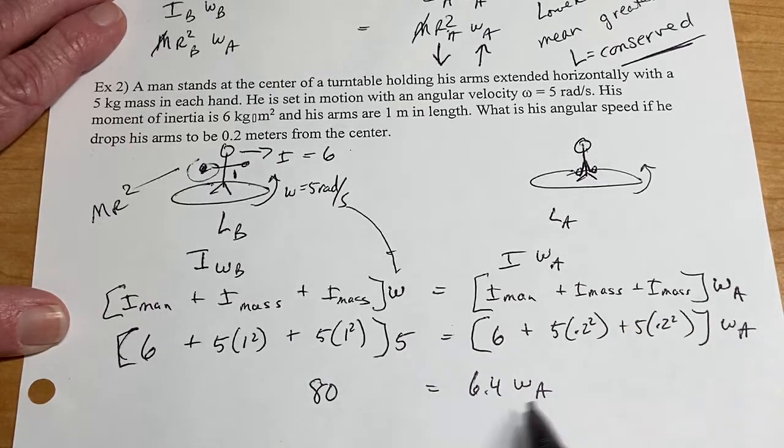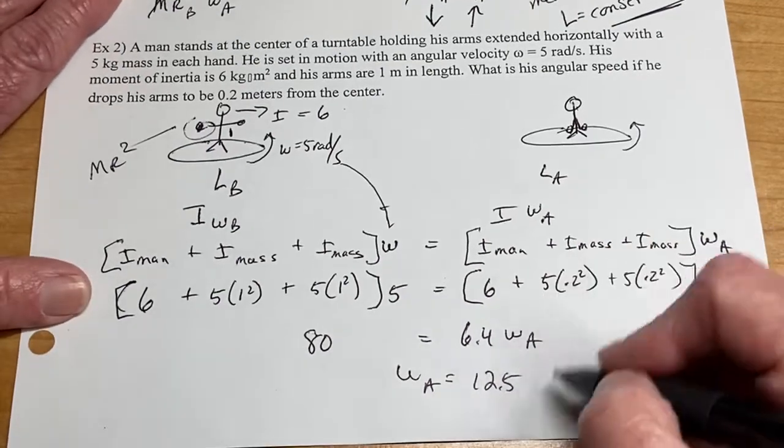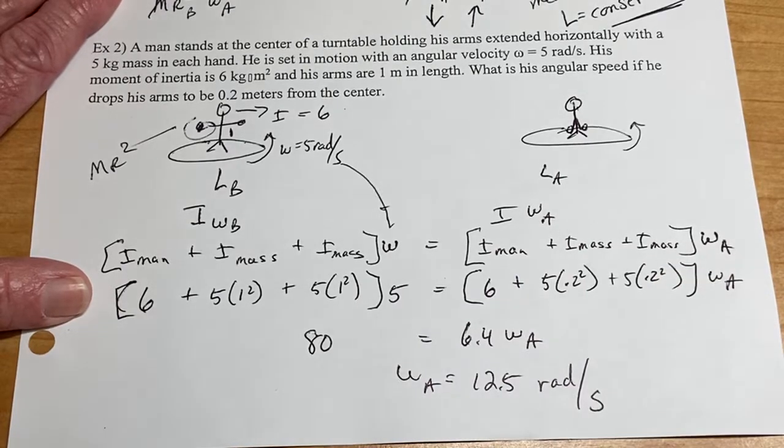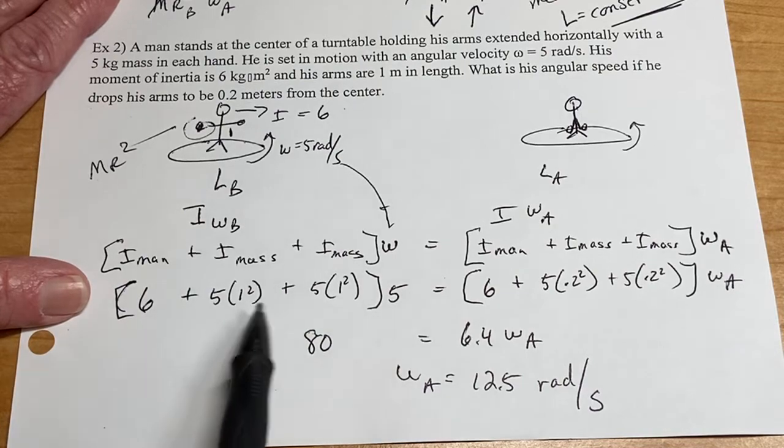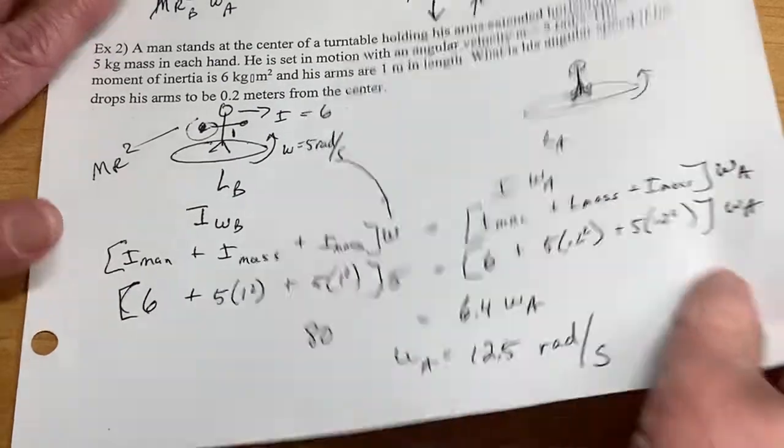So when you solve and divide both sides, omega after comes out to be 12.5. And again, it will be, I'll move it up a little bit, radians per second. So you have to pay attention to the moment of inertia. All right, let's go to the back side.